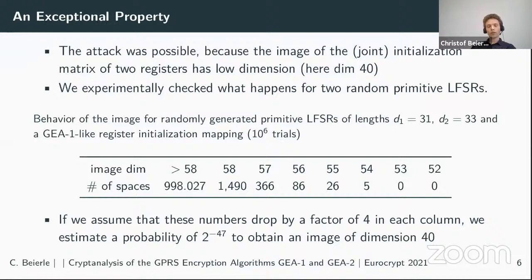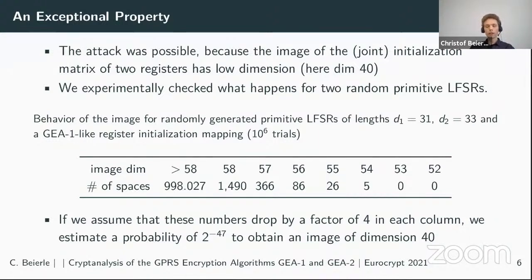We analyzed whether this attack is likely to occur by chance or if it's really an exceptional property. The weakness was that the image of the joint initialization matrix for these 2 registers has a very low dimension. Here, dimension 40.